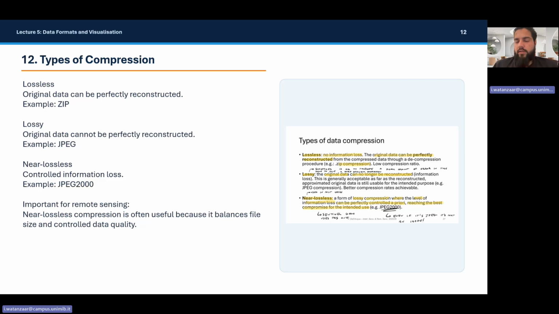Near lossless: it's not fully losing and it's not fully reconstructed. So it is in the intermediate between lossless and lossy. That is why it is a hybrid type.